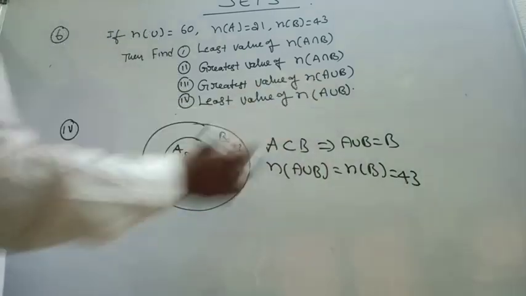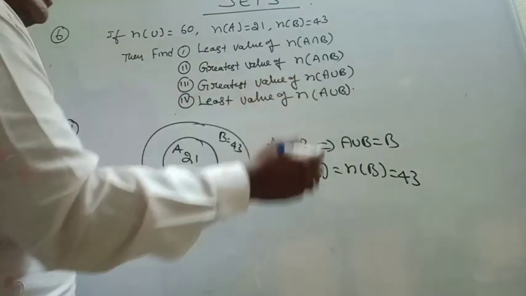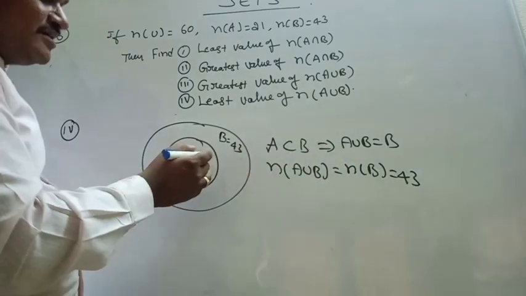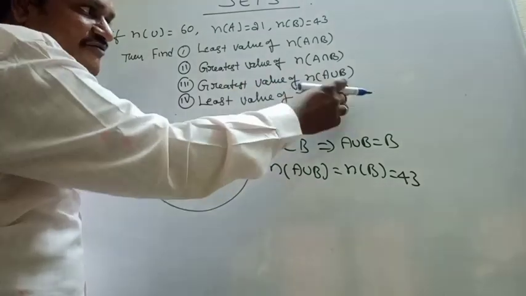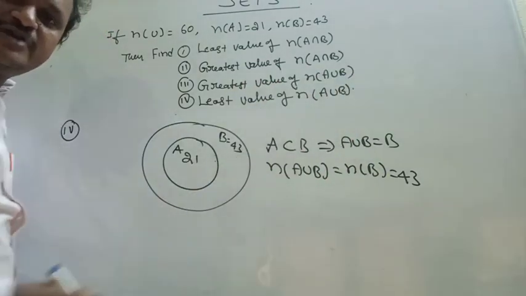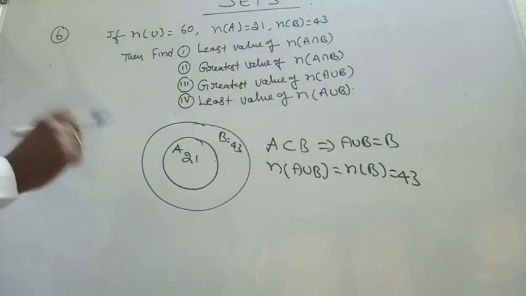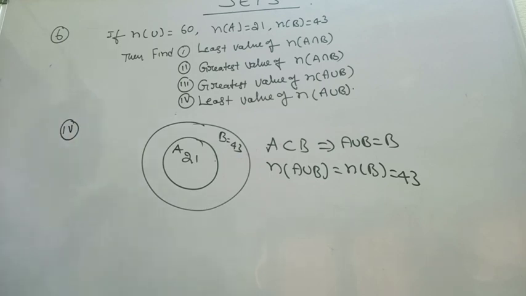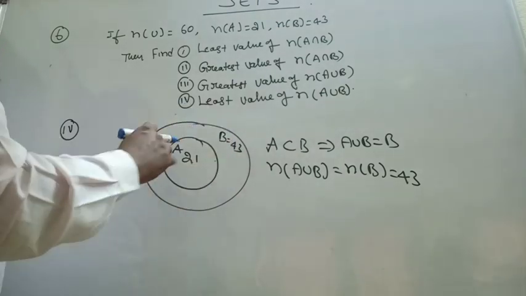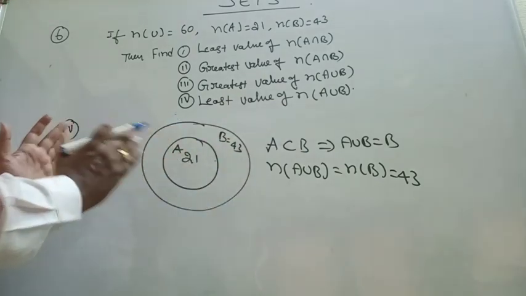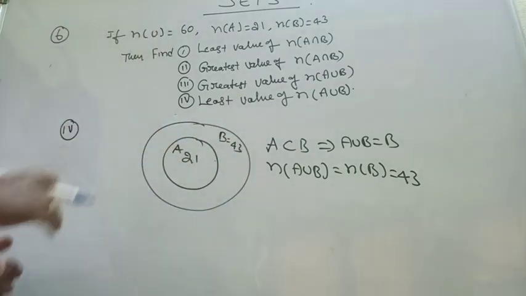Therefore, the least value of n of A union B is nothing but 43. When A is a subset of B, then only you will have the least value for n of A union B. That is, 43 elements are present in A union B, and it is the least value of it, right? Because when one set is a subset of another, then you will have the least. When they try to be disjoint, then you may have the greatest.